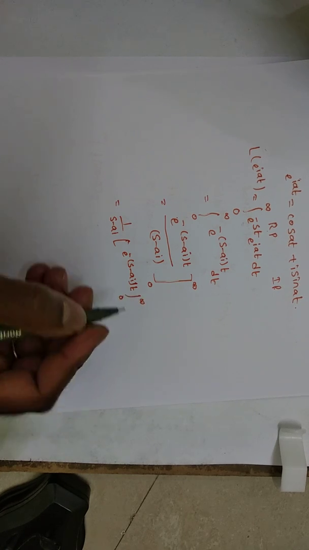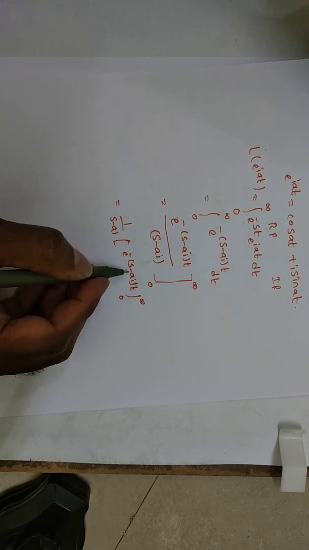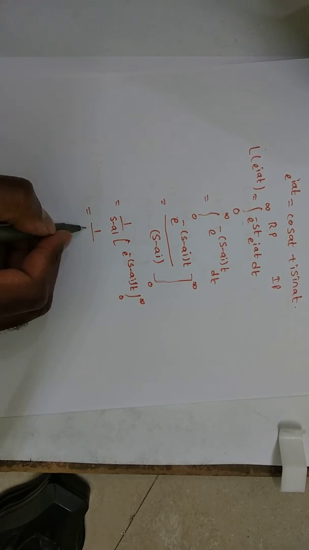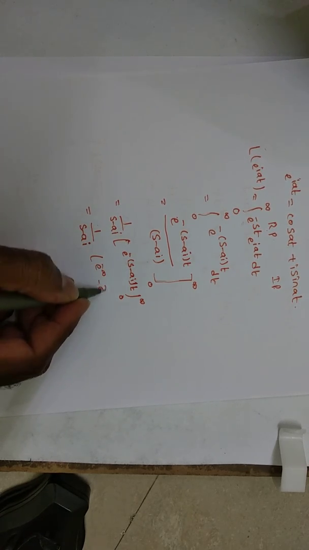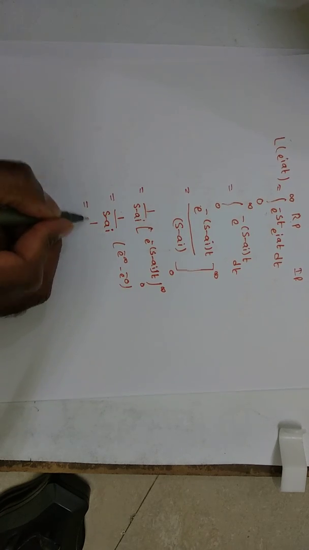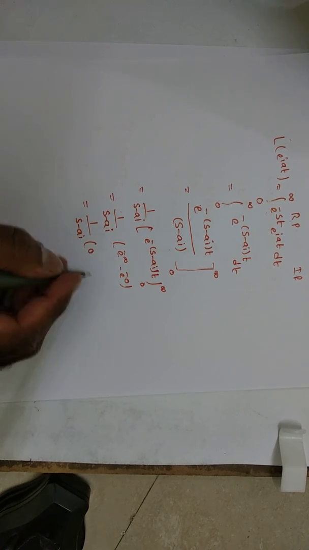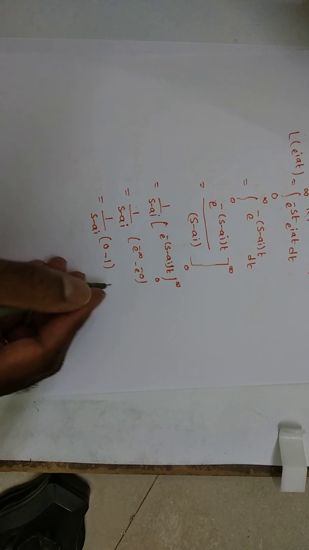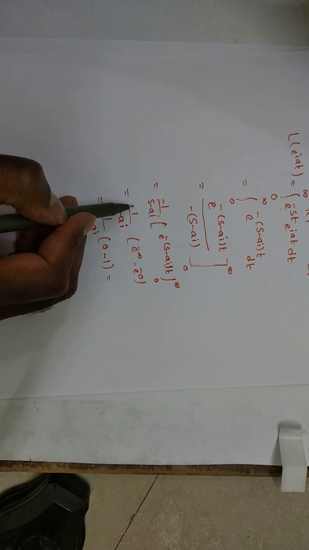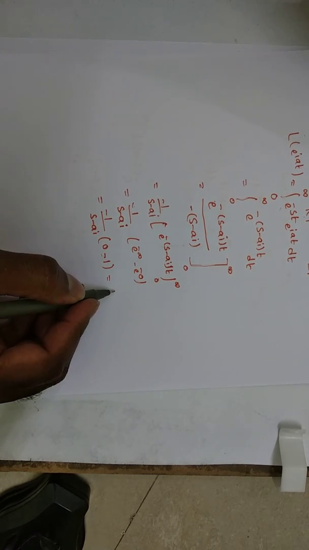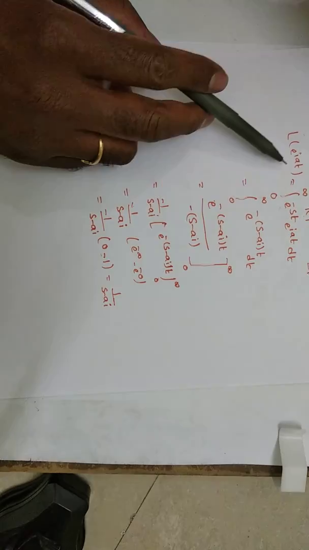So minus 1 by (s minus ai) into e power minus (s minus ai) t, limits from 0 to infinity. In place of t you substitute infinity, minus in place of t you substitute 0, f(b) minus f(a) type. So e power minus infinity minus e power minus 0. e power minus infinity is 0, e power 0 is 1. I made a small mistake with the sign: minus of minus, so you will get plus 1 by s minus ai as L of e power iat.